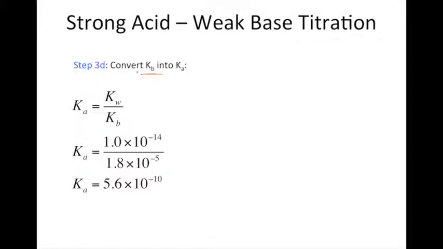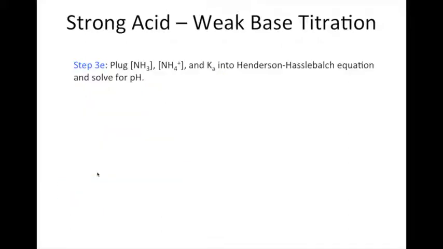The third thing we said we had to do to solve the Henderson-Hasselbalch is to get our Ka value. But since ammonia is a base, we were given a Kb value. But we can convert Ka to Kb very readily. Ka is equal to Kw divided by Kb. So we just take our Kw divided by the Kb, and we get our Ka value. Now we have everything that we need in order to solve the Henderson-Hasselbalch equation and get our pH.